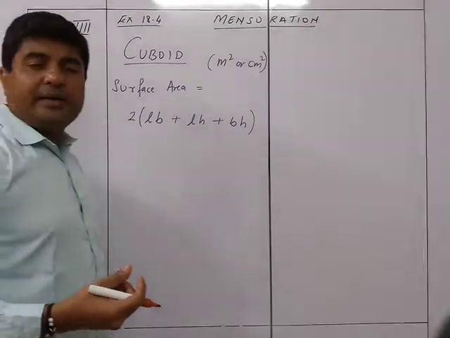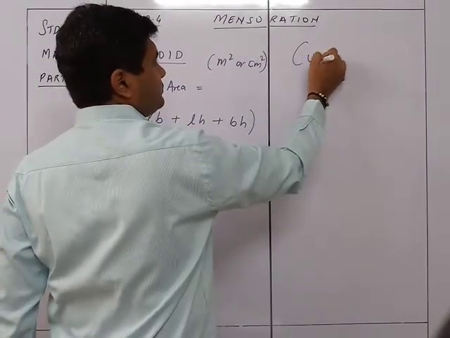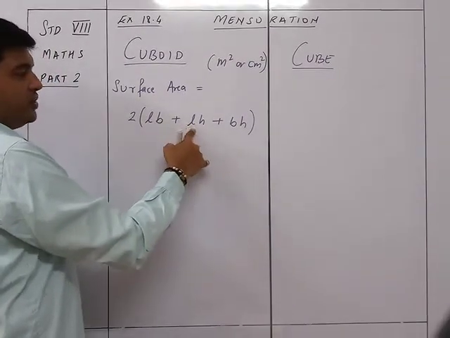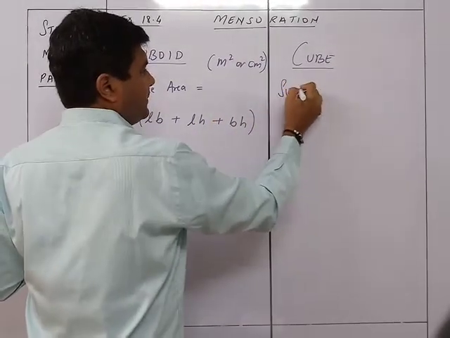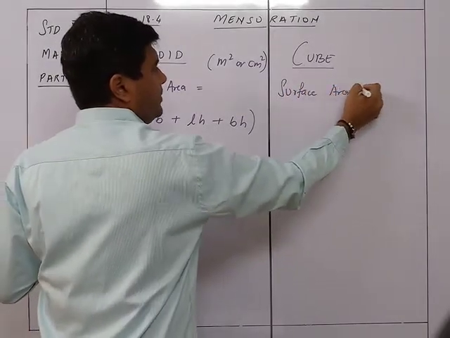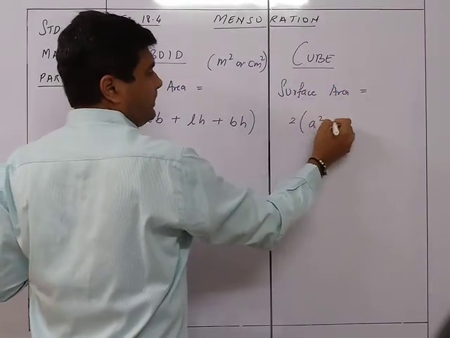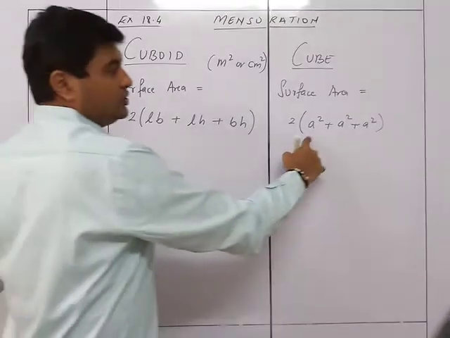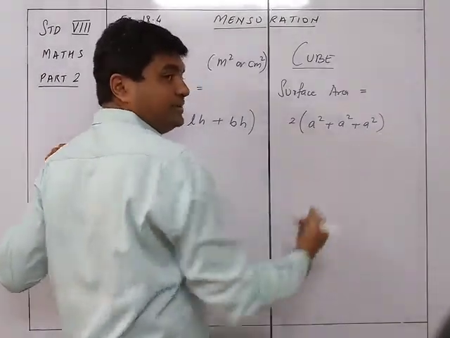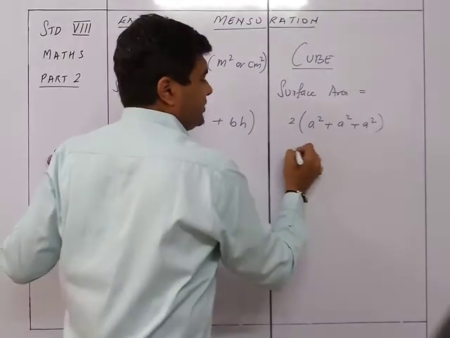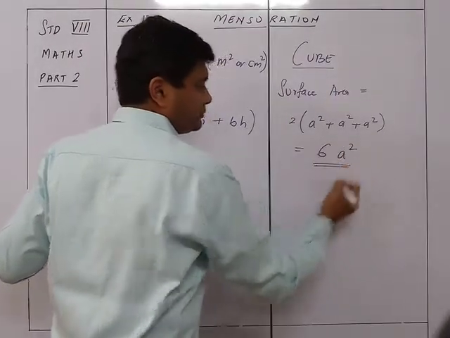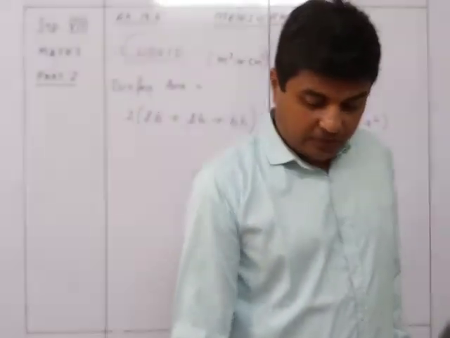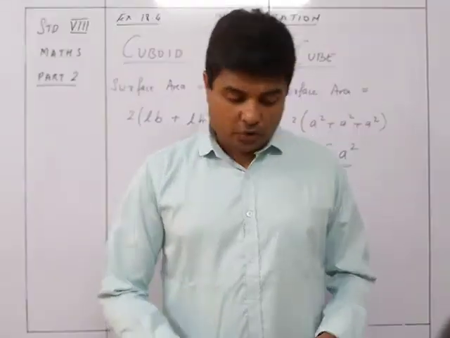Now in case of a cube, we very well know that all these are A, this is also A, this is also A, this is also A. So surface area will be equal to twice A square plus A square plus A square, because this will be A square, this will be A square, this will be A square. So A square plus A square plus A square is 3A square, into 2. Hence it is equal to 6A square. So this is the formula for the surface area of a cube.